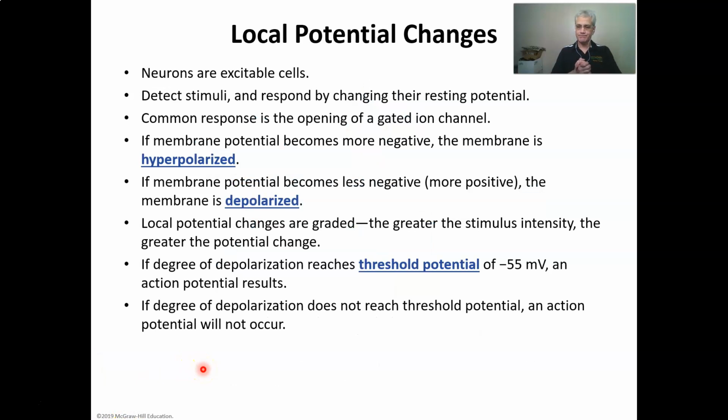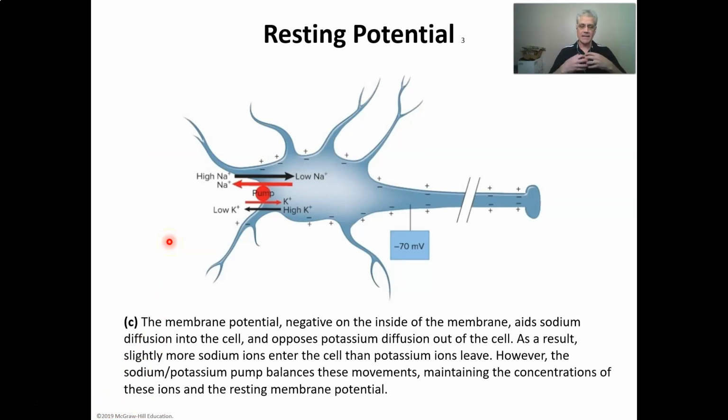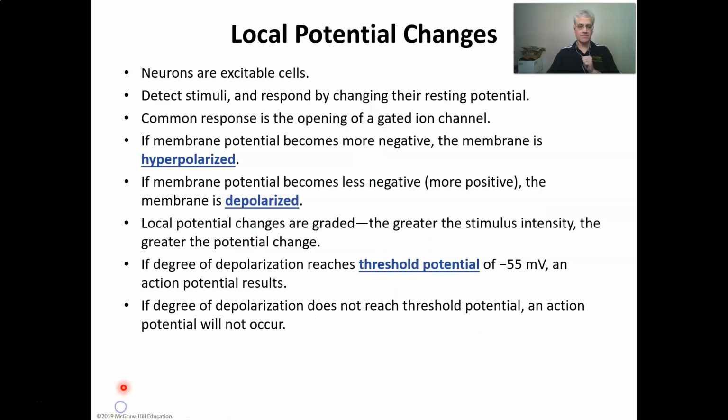Okay, now what? Let me go back. This neuron is referred to as a polarized cell. It's ready to go, and it is polarized. It's charged, if you will. All right, now how are we going to make it send information to the next neuron? Well, we have to depolarize it.